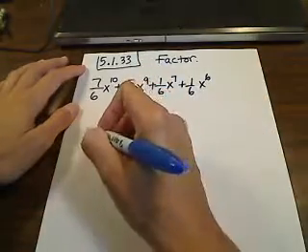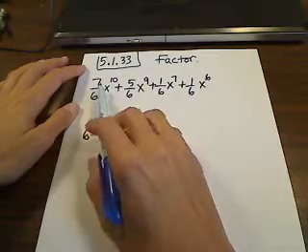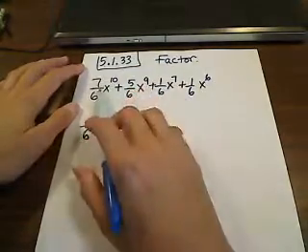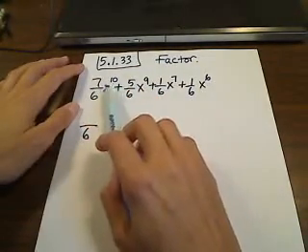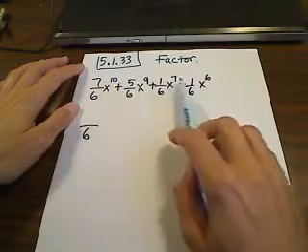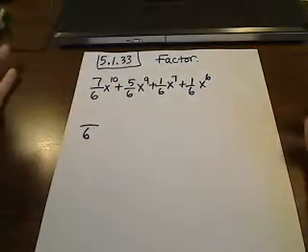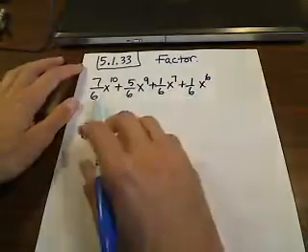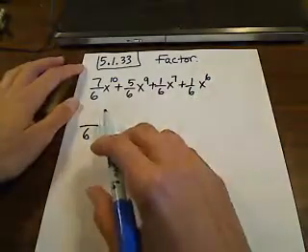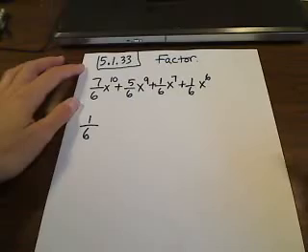Then I would look at the numerators and decide if they share anything in common. I've got a 7, a 5, a 1, and a 1, and they don't share anything other than a 1. But the fact that the denominators share something means that I have to take out at least a 1/6.